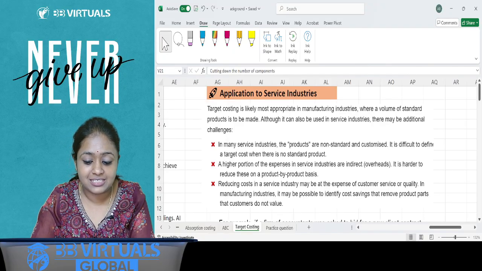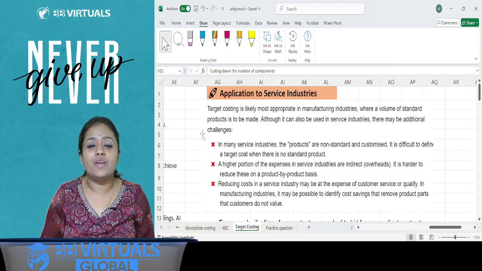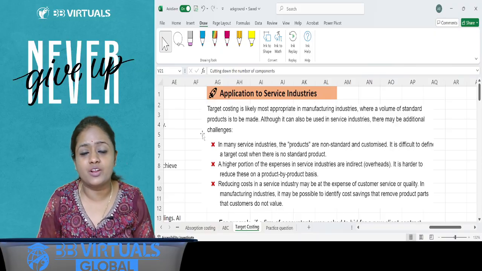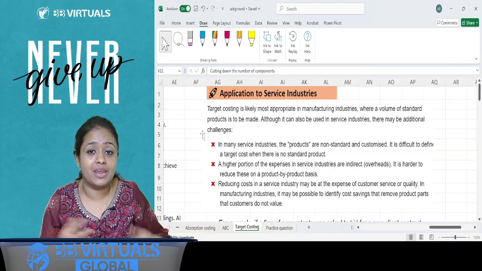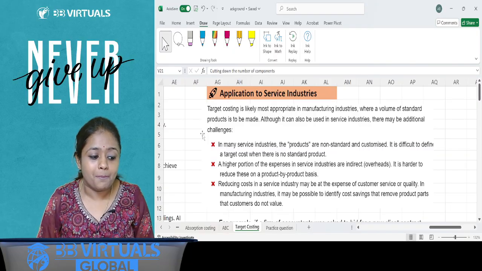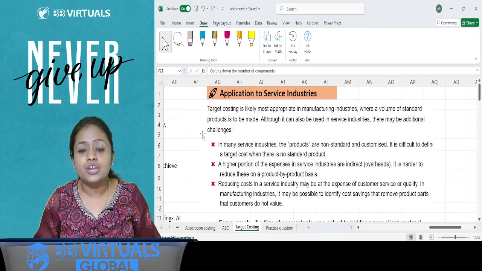Lastly, let's discuss this topic where we have application to the service industries. Can we apply target costing to service industries? Like, can I set a target cost for my work where I'm delivering the lectures? Okay, I can have a tentative cost, but keeping a very strict target cost is very difficult for a service industry. Do you know why?